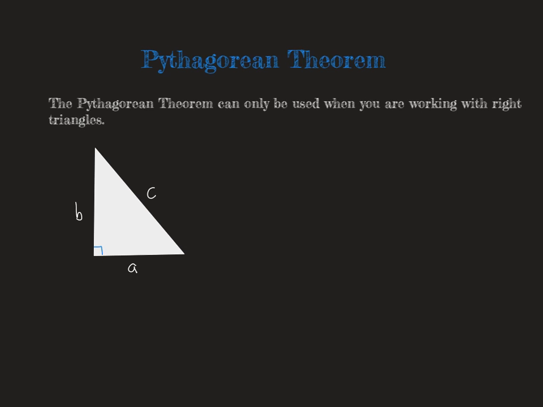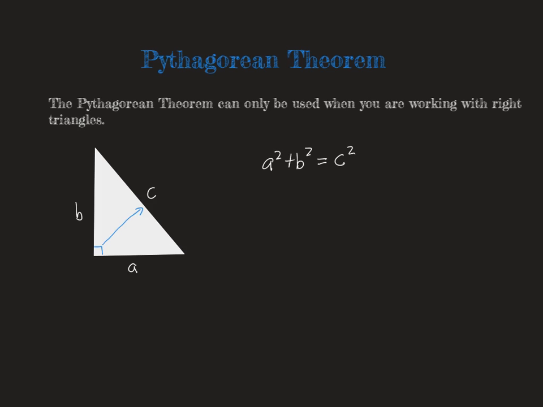C is always going to be opposite of the 90 degrees, and the formula is going to be a squared plus b squared equals c squared. So again, this only works whenever you're dealing with a right triangle. So you use this formula to find the value of c, to find the value of b, or to find the value of a. This formula will never change.